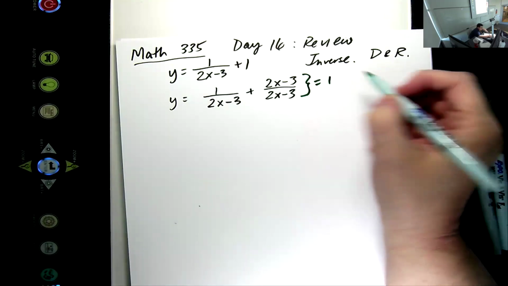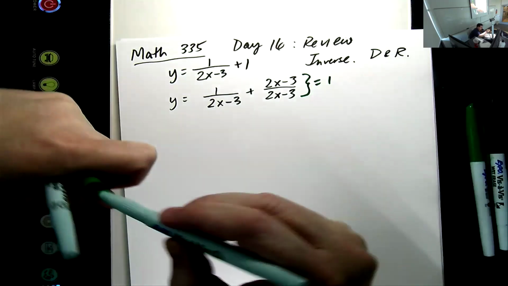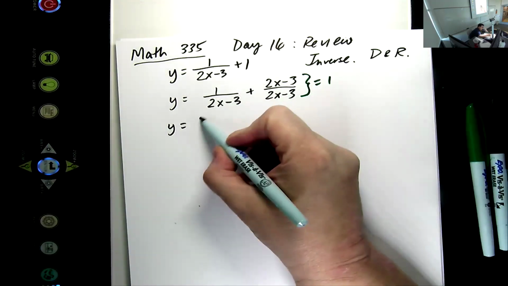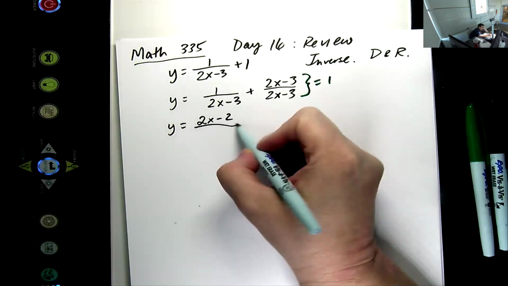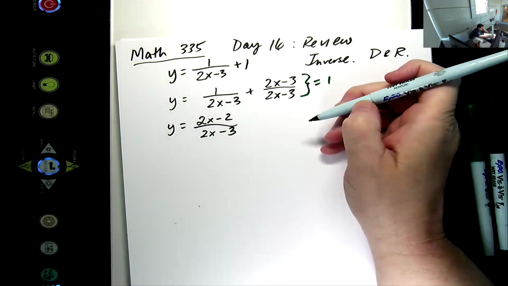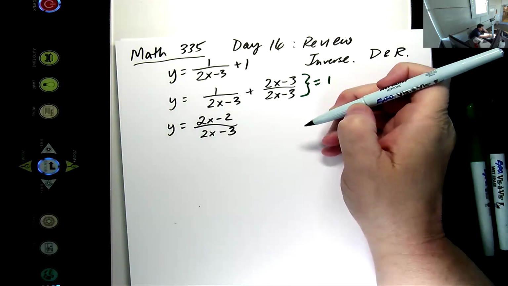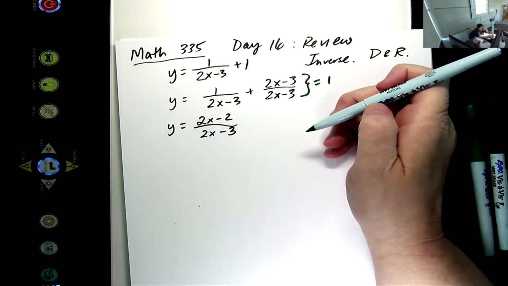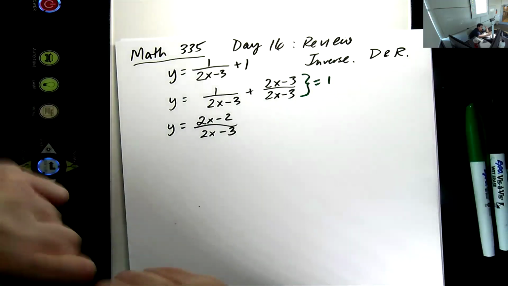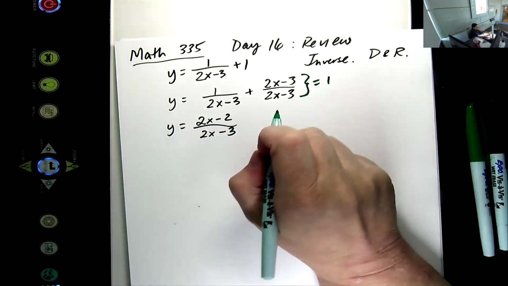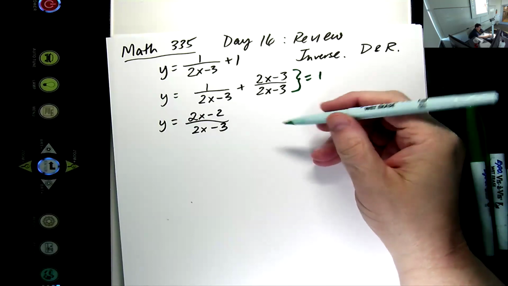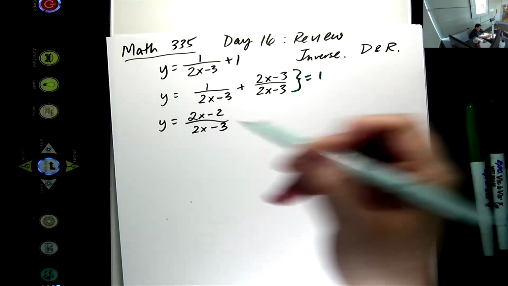It still equals 1, so we haven't changed anything, but we can combine them. Adding the numerators together, we've got 2x minus 2 over 2x minus 3. Now we were going to have to do that either way, whether we did the inverse step first or not, but I think getting it out of the way now makes it a little easier to see what to look for later on.